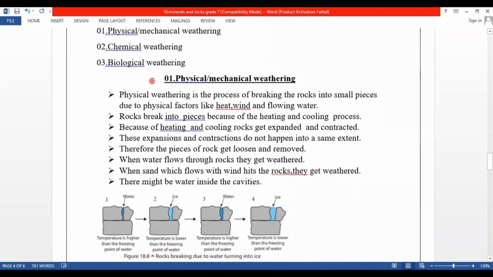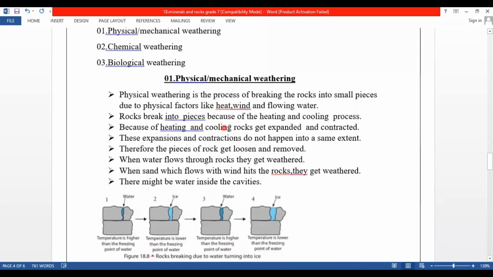First one, physical or mechanical weathering. Physical weathering is the process of breaking the rocks into small pieces due to physical factors like heat, wind, and flowing water. These are physical factors. Because of these physical factors, the rocks will break down into small pieces. We will see how it is happening by using the heat. Rocks break into pieces because of the heating and cooling process.